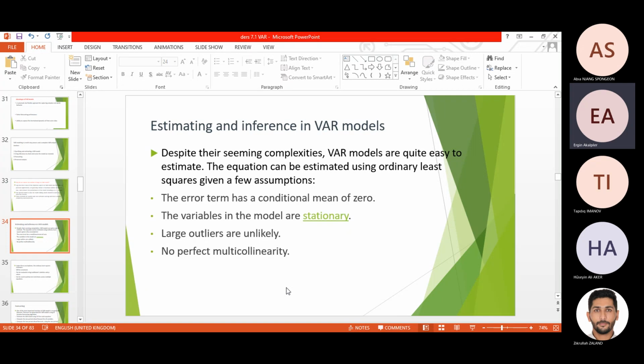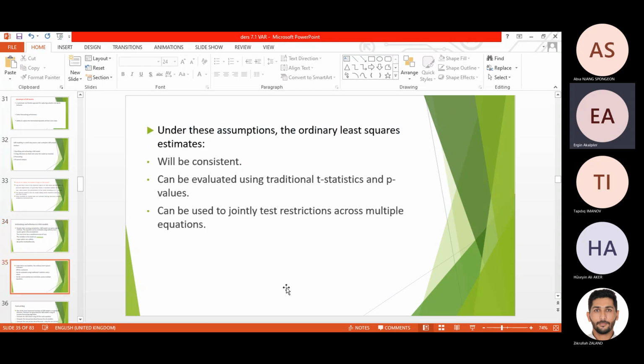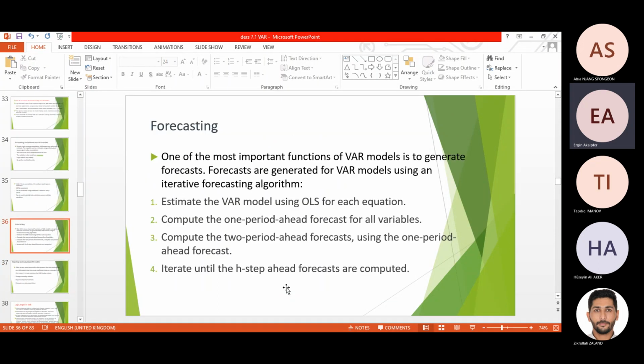The large outliers are unlikely, and no perfect multicollinearity is expected. Under these assumptions, the ordinary least squares estimates will be consistent. The evaluation using traditional t-statistics and p-values is going to be subjected to question, and F-tests can be used to jointly test restrictions across multiple equations.